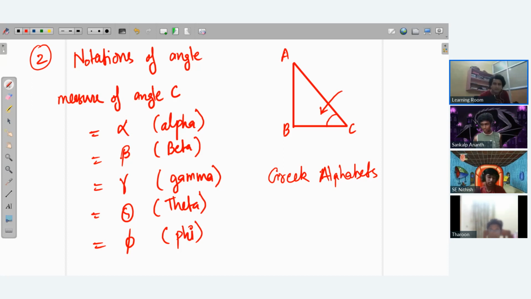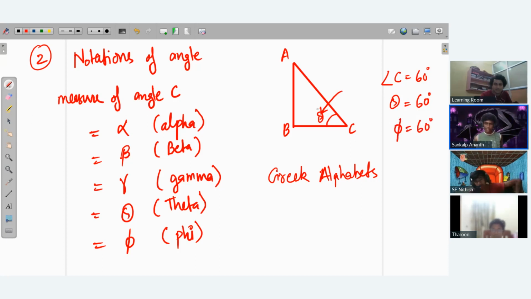It's just a fashionable way to tell; basically nothing is going to change. If I say that angle C is 60 degrees, or I say that theta is equal to 60 degrees, or phi is equal to 60 degrees, can I write angle BAC or angle A as theta 1 and angle BCA or angle C as theta 2? That would be dumb because there's only one triangle.